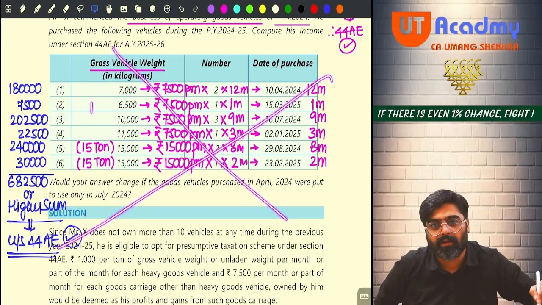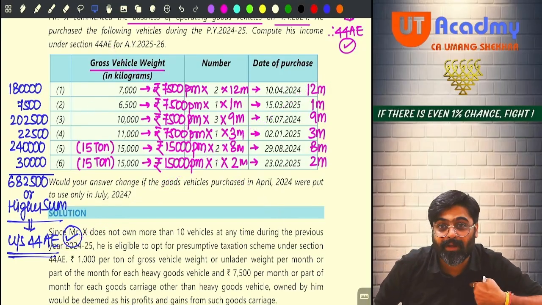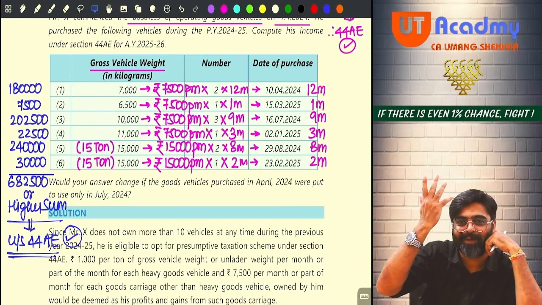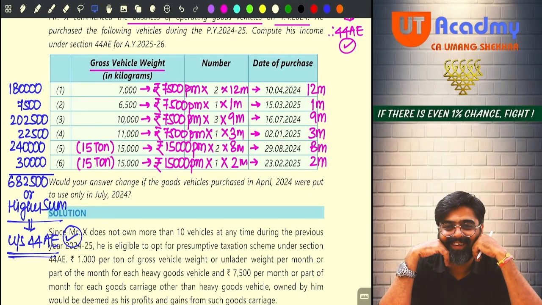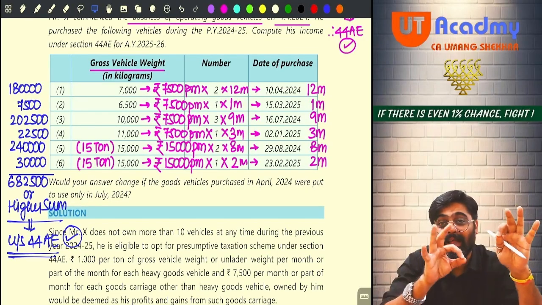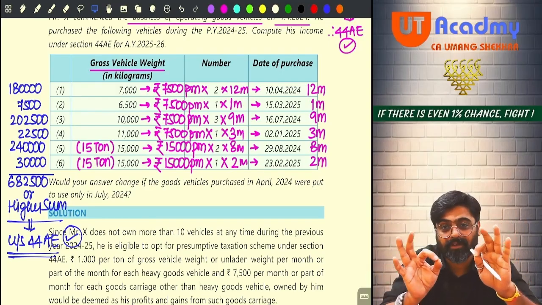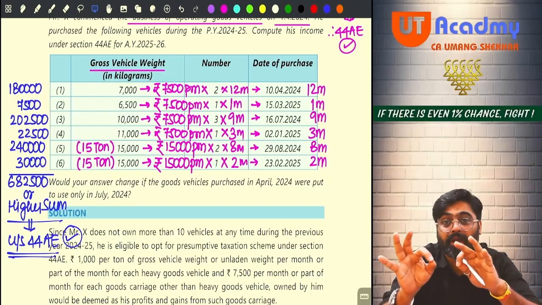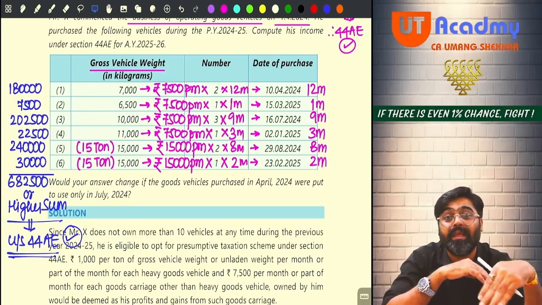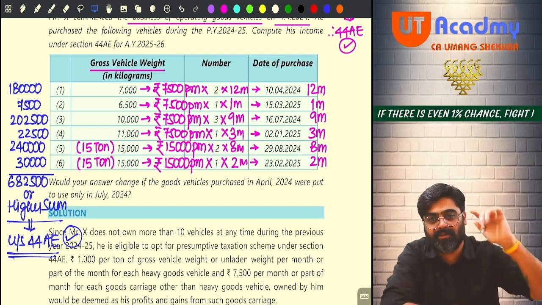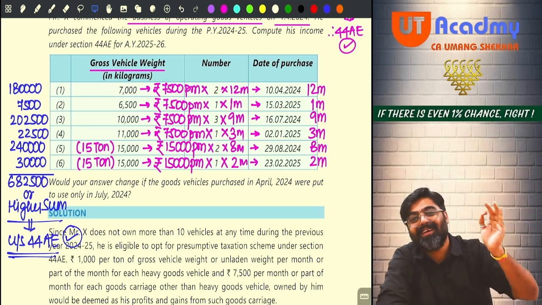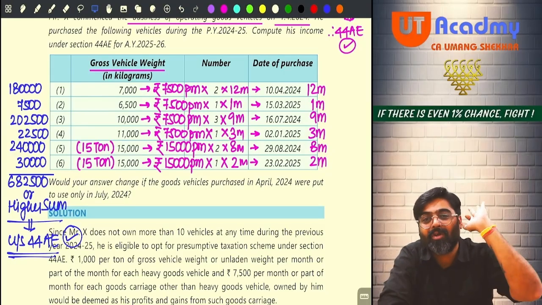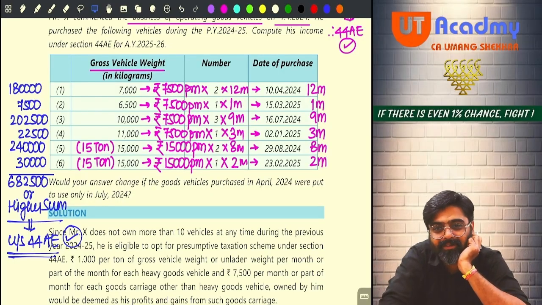44A, not allowed. If I would have been your examiner, I would have done that, and you would have calculated 44A. Full answer wrong. The answer here would be: presumptive income under section 44A cannot be computed because during the previous year, the number of vehicles owned by the assessee exceeds 10 as on March. Hence, presumptive income cannot be calculated. He will have to calculate normal income only, regular provisions.